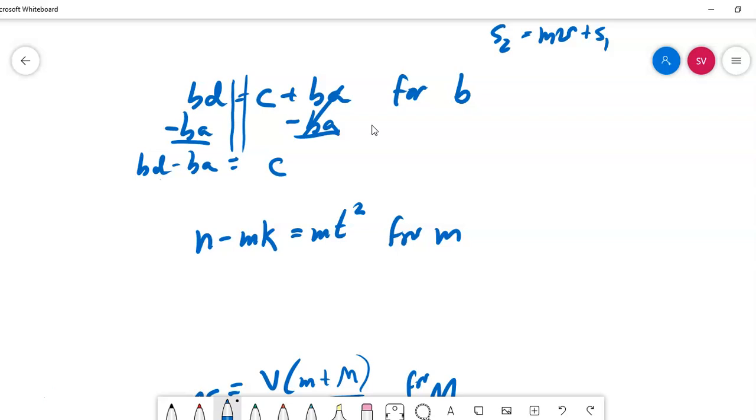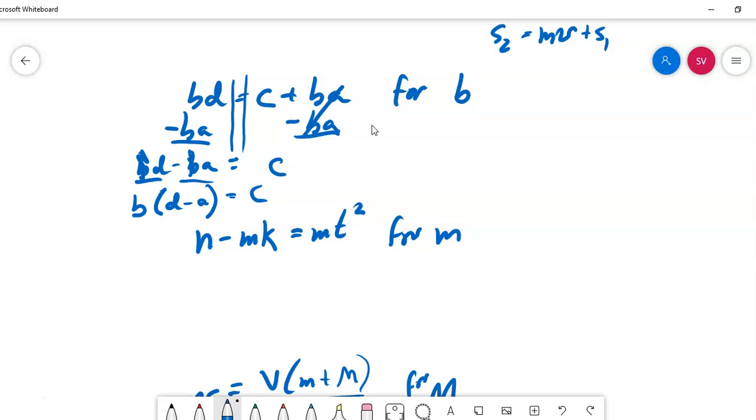What's common between this and this? B. I factor out a B. I cross it off on the list. Now what am I left with in parentheses? Whatever isn't common. D minus A. And that's equal to C.